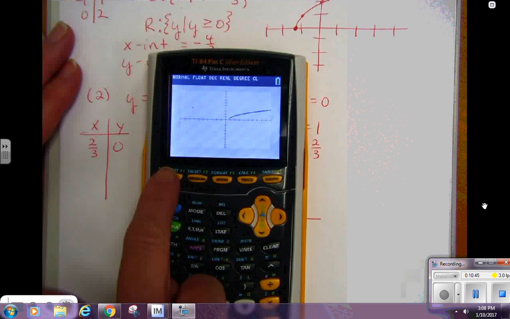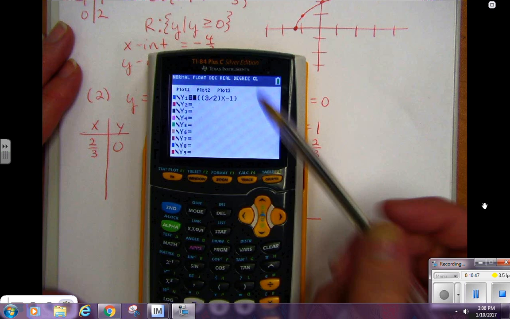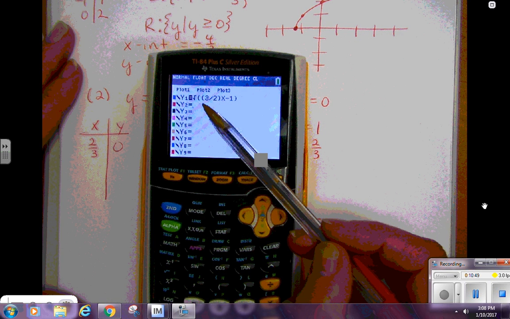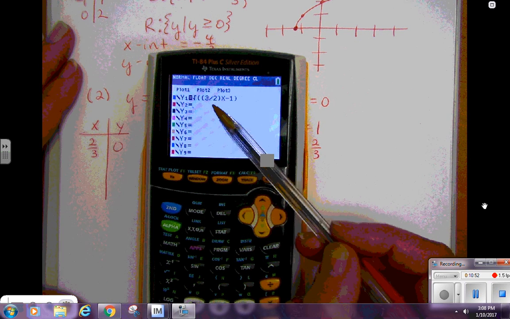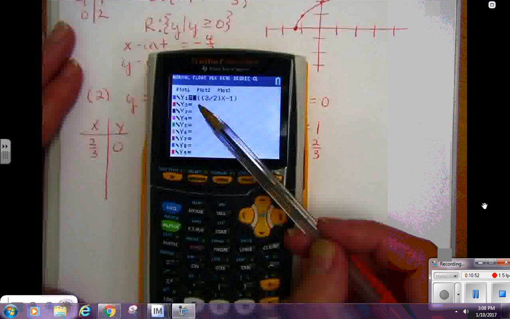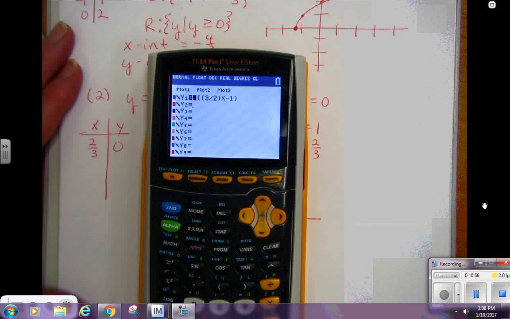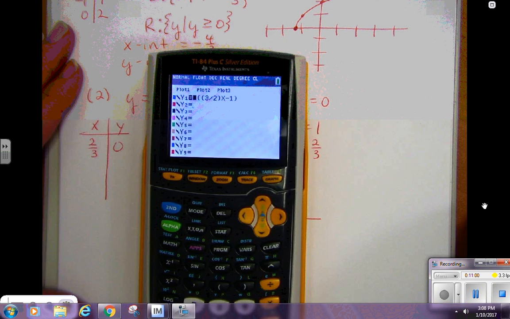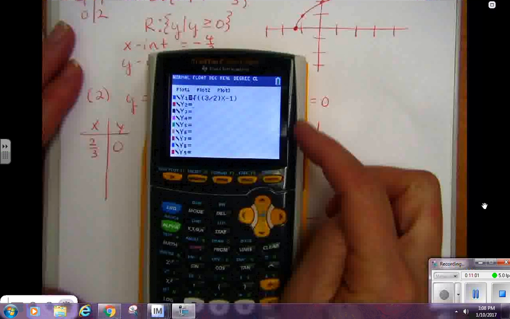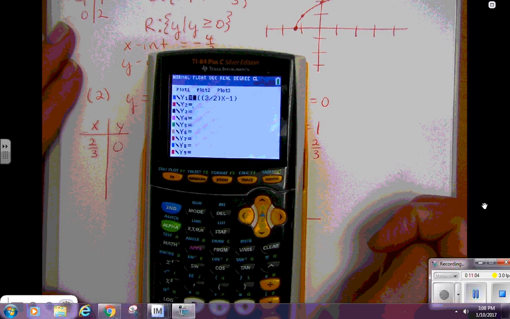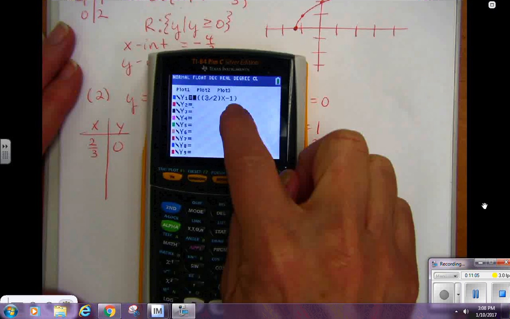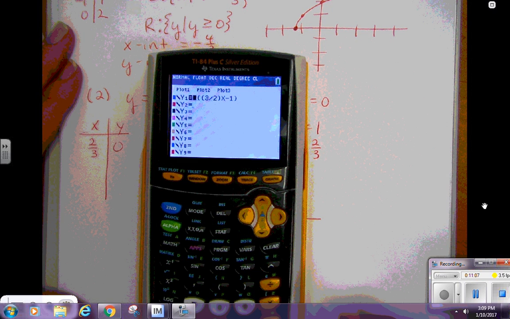Okay, so when I typed this into the calculator, I put double parentheses around the fraction 3 over 2, so the calculator would keep that all together times x, and it wouldn't just put the x times the denominator. Okay, so you've got to be careful about putting parentheses in the right place, and then I ended it with a parenthesis to keep everything together inside the radical.